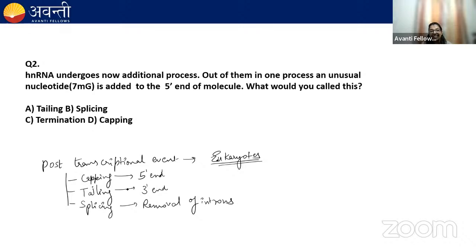This capping and tailing is done to protect the mRNA from the exonucleases which are present in the cytoplasm, because in eukaryotes, you know that the transcription takes place in the nucleus, right? And this mRNA moves from the nucleus to the cytoplasm for translation, because ribosomes are present in the cytoplasm. And the capping is also important for translation, because the ribosomes recognize this cap which is present at the 5' end.